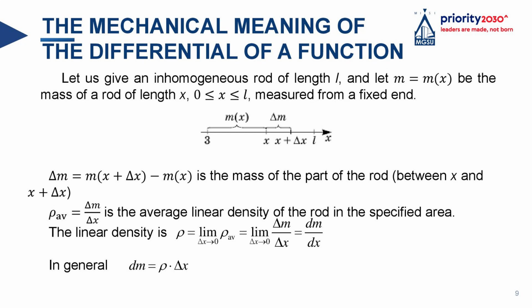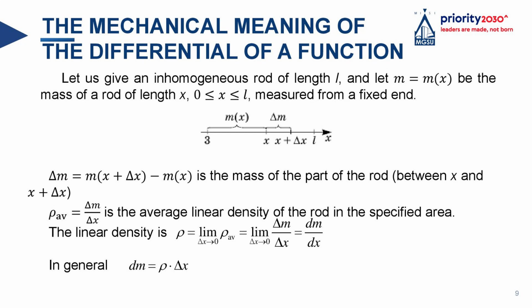And the illustration you can see in the presentation slide. Please pay attention. The shown formula is the mass of the part of the rod bounded by the points located at the distance x and x plus delta x from the specified end respectively. The value rho AV equals delta m over delta x is the average linear density of the rod in the specified area. Then the linear density is rho, and the equal formula you can find in the slide.